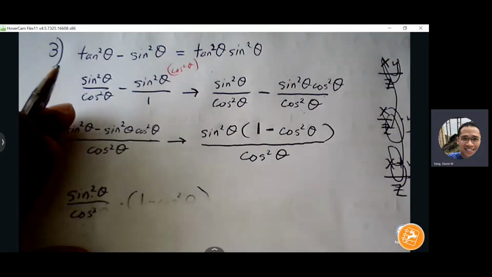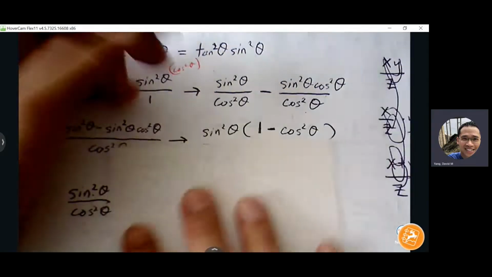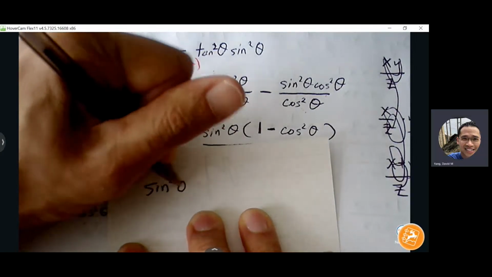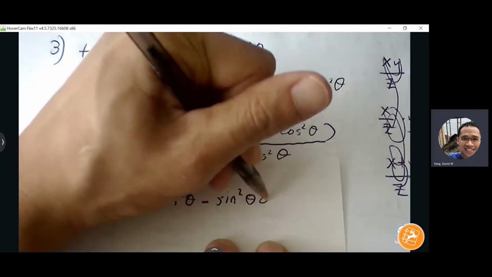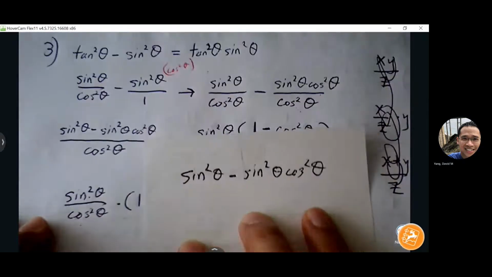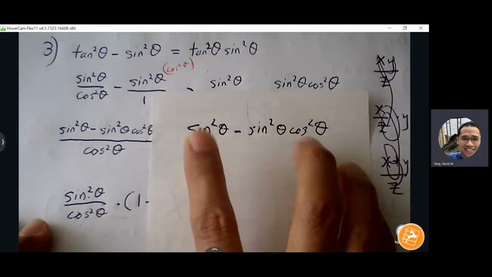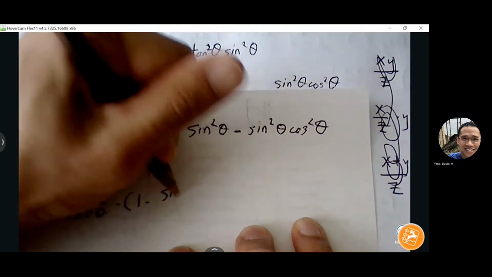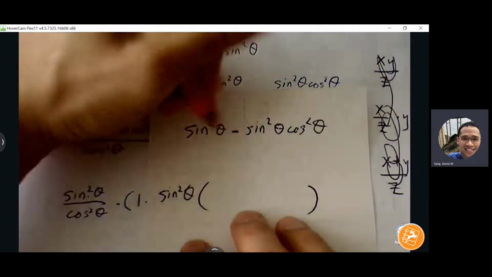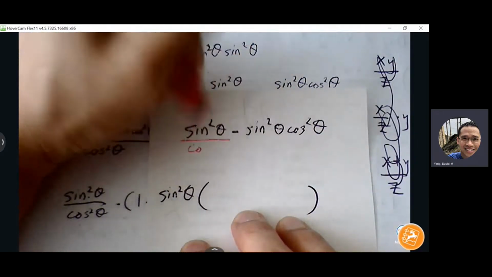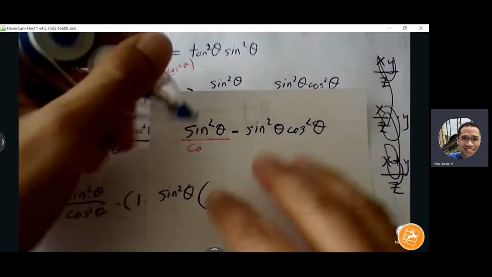So let me show you a different way here. What if I wrote it this way? Sine squared theta minus sine squared theta cosine squared theta. We said the common factor is sine squared, right? So I'm going to take a sine squared out. If I take a sine squared out, that means I'm dividing by my GCF.